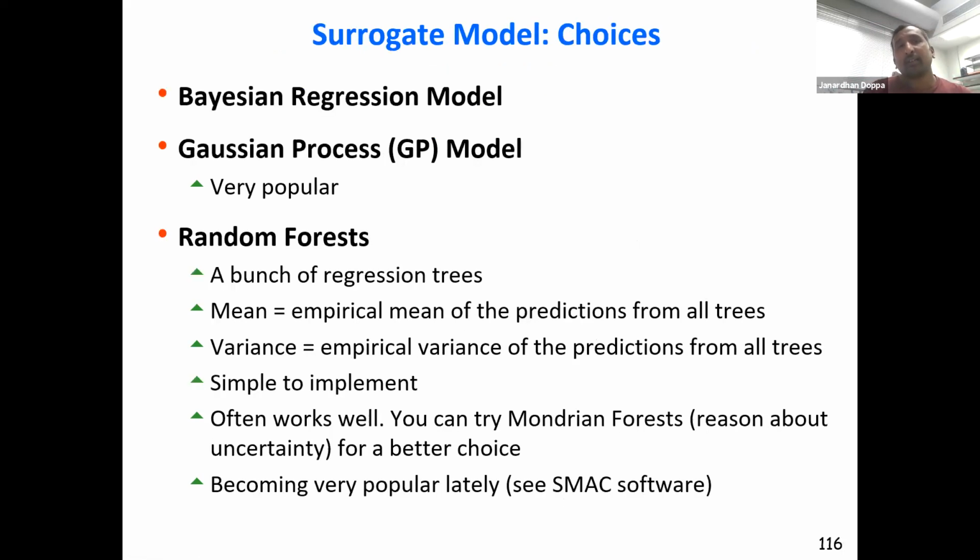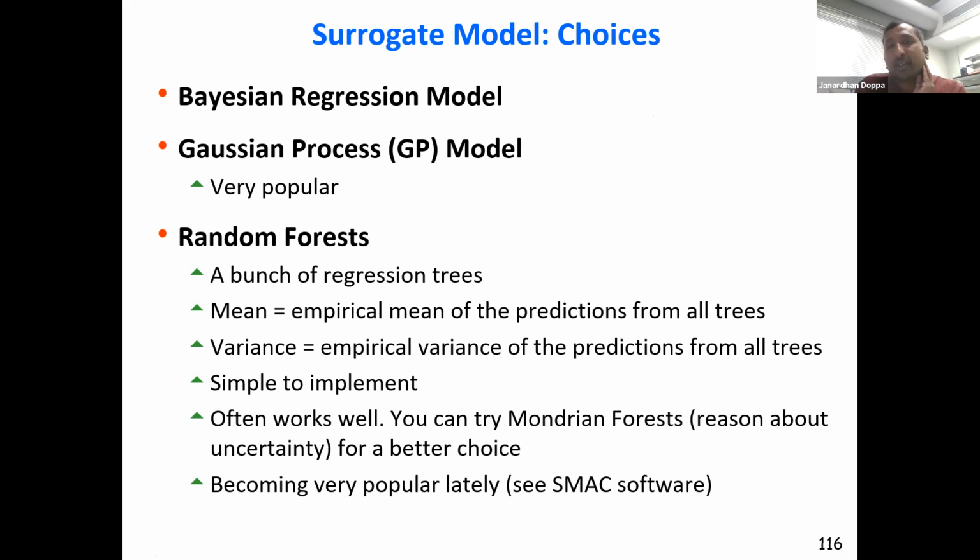Okay. So for the surrogate statistical model, there are three choices. One is called the Bayesian regression model. All you are doing is that you have a linear regressor, with weights and features, and w dot x is a linear function that would assign a regression value.